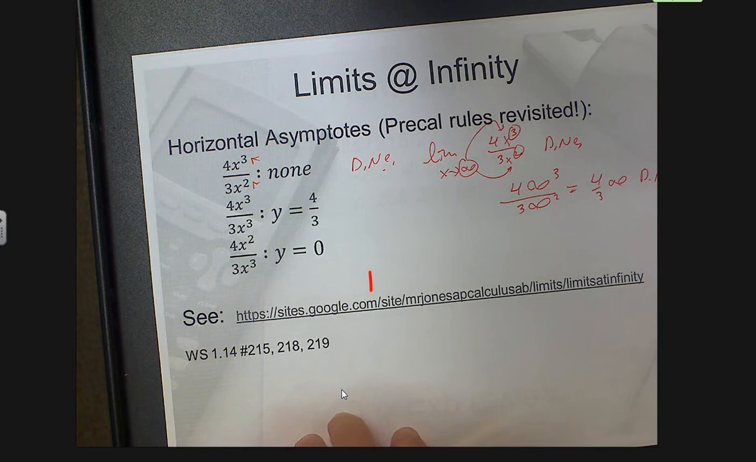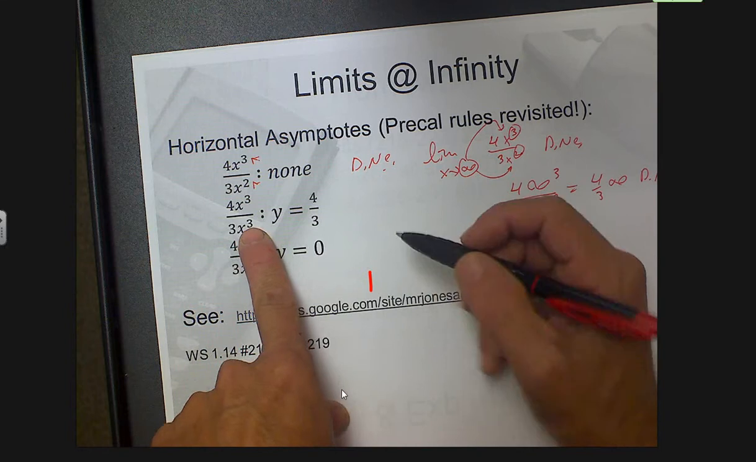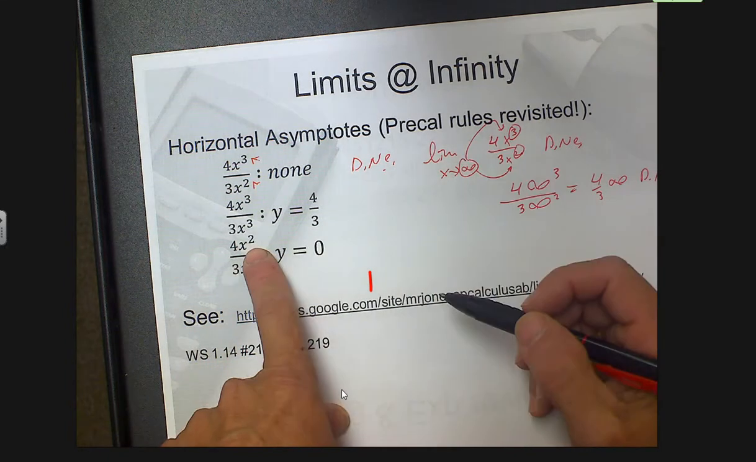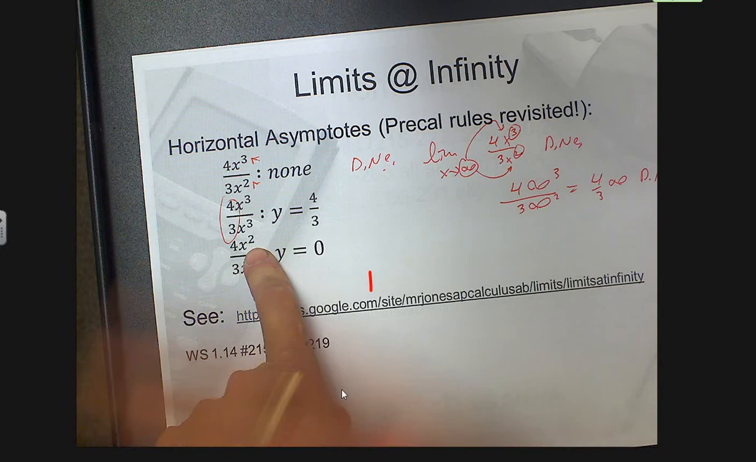So infinity does have orders of magnitude. Some things are bigger than other infinities. I'm sorry, it's just the way it works. All right, this pre-cal rule right here: if they're the same, then our horizontal asymptote is the ratio of those guys, right?